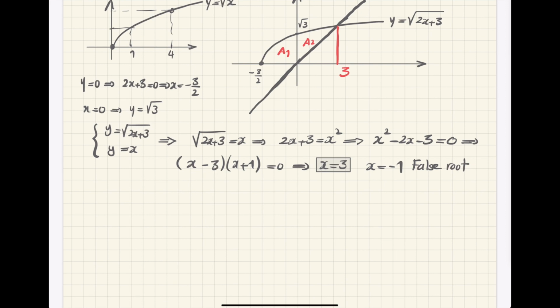Okay, so if I want to calculate A1, I set up an integral. This is the integral from minus 3 over 2 to where? To 0. Because I am just calculating between minus 3 over 2 and 0. And then I have square root of 2x plus 3 dx. Okay? And let me write A2. What is A2? A2 starts from 0, goes up to 3, and then I have the difference of this function which is above minus that function.